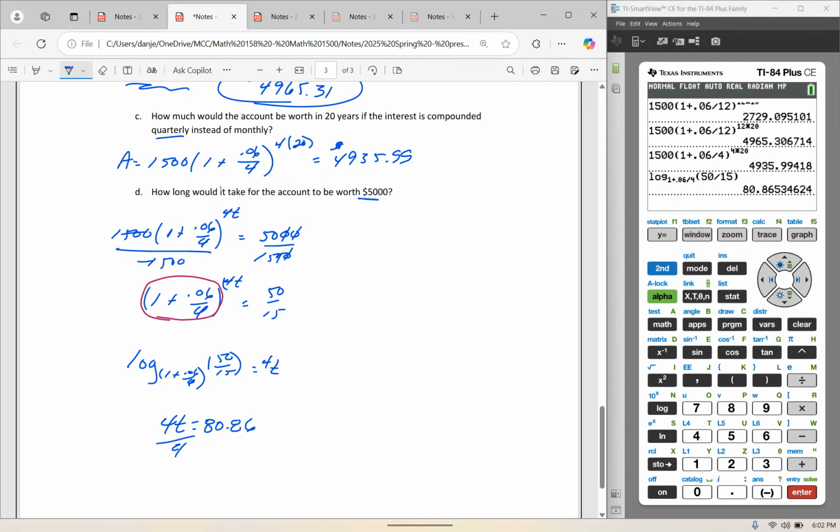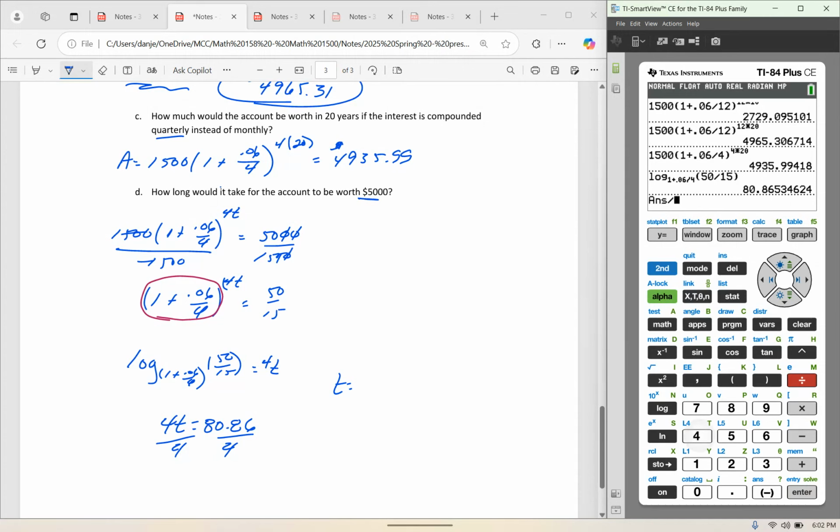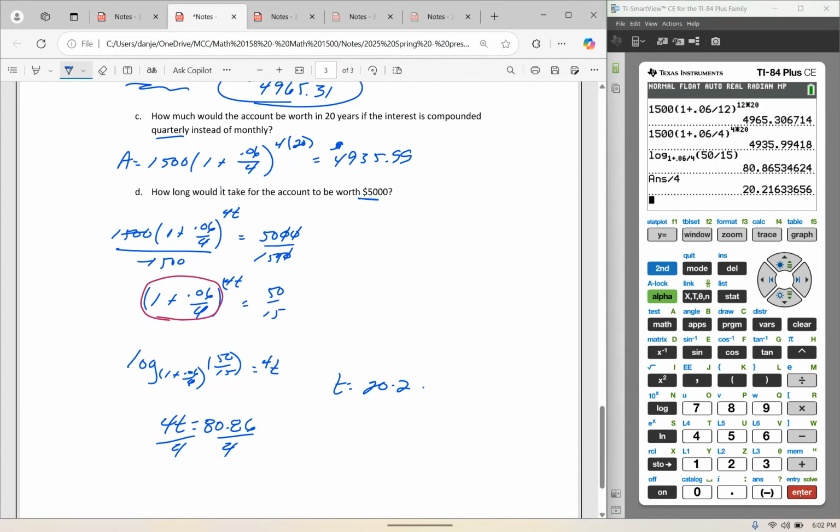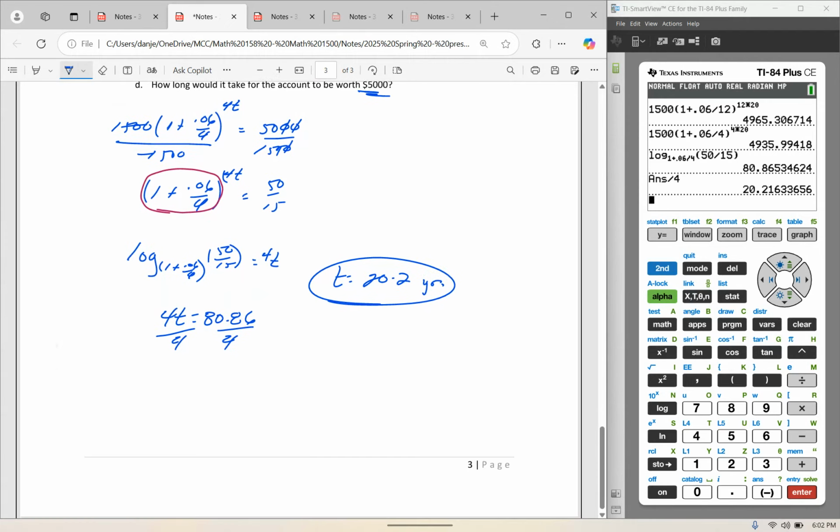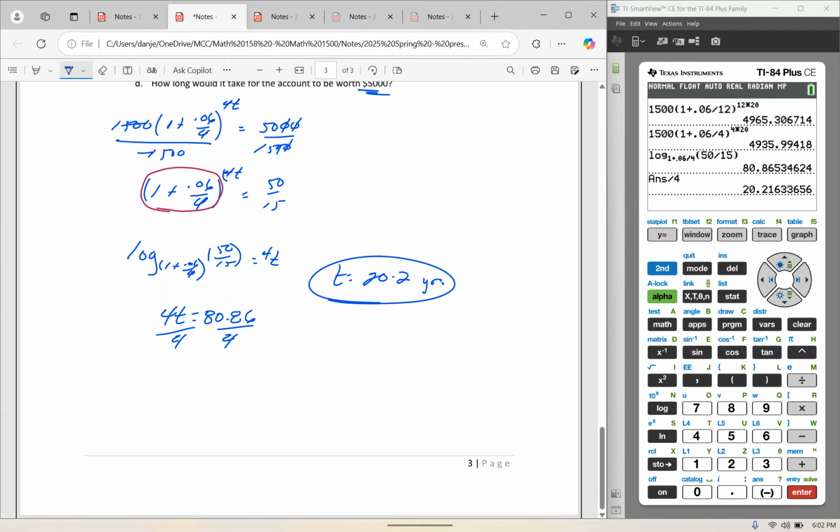So 4t is equal to 80.86. So now I'm going to divide both sides by 4. And my t is 20.2. It will take 20.2 years for my investment to increase to $5,000 if it's compounded quarterly. Right? So there's compound interest using the compound interest formula, calculating it on the calculator.